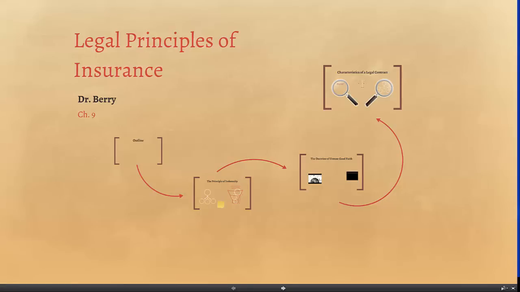In this video, we're going to look at legal principles of insurance, sometimes known as fundamental legal principles. This is primarily from Chapter 9 of the Rada-McNamara text. Let's start with a look at the outline.